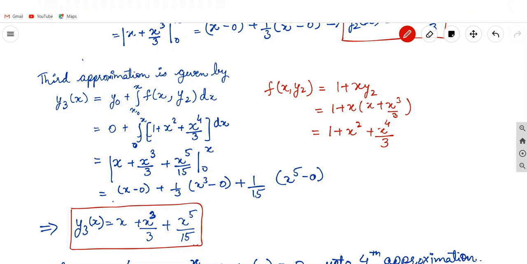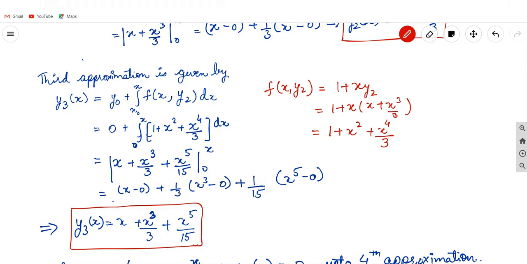When you integrate this with respect to x, you will get x plus x cube by 3 plus x raised to the power 5 upon 15. You apply the limits 0 to x, so this is what your third approximation is coming out to be. So like this we could calculate the 3 approximations for this particular question. This is a very easy method, but it has a drawback that it is very difficult to calculate the integral at certain point of time.